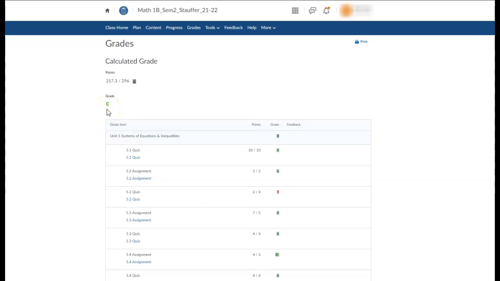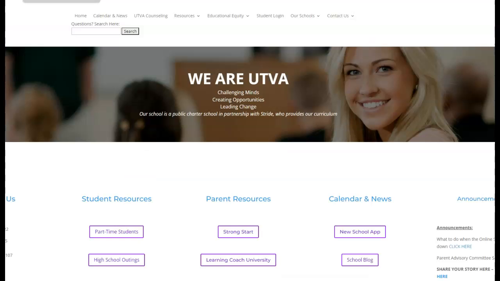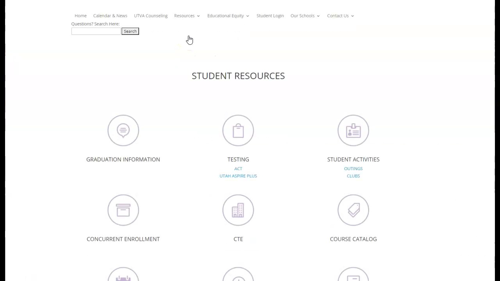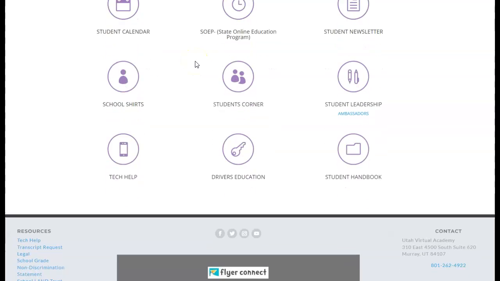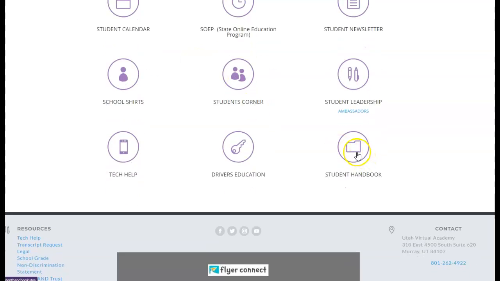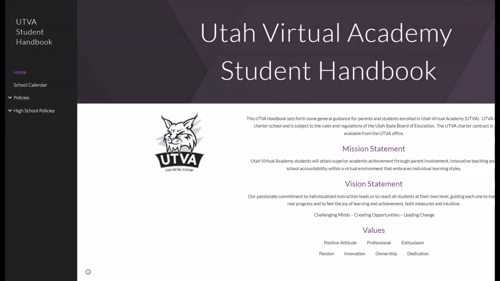Well, to answer that, I'm actually going to go to our website. I'm going to go to our UTBA Student Handbook. So this is our website. And if you go to Resources at the top and click For Students, and then scroll all the way down to the bottom, you'll see the Student Handbook is right here. You can click on that. Then we see the Handbook. And if you come over here in the column and click High School Policies, and then Grading Policies.